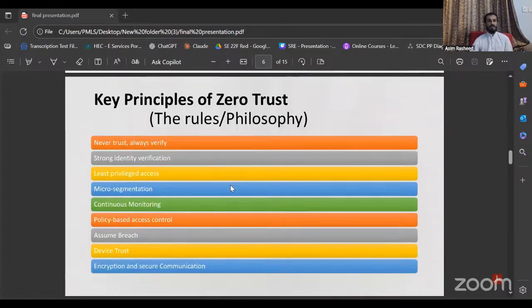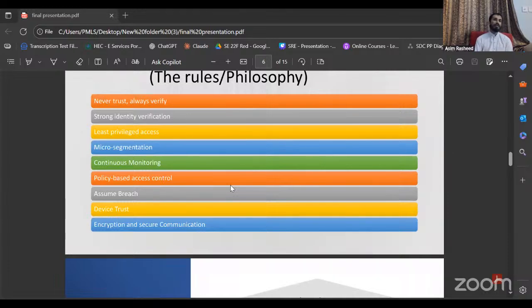The key principles of zero trust are its philosophy. First of all, never trust and always verify. This is the foundational principle. It means always authenticate and verify before granting access. Next, strong identity verification. Strong identity verification refers to ensuring that a person or a system is exactly who or what it claims to be, using robust multi-layer methods like MFA, tokens, device health checks, etc. Next is least privilege. Users are given minimum privileges, only the permissions needed to perform their necessary tasks.